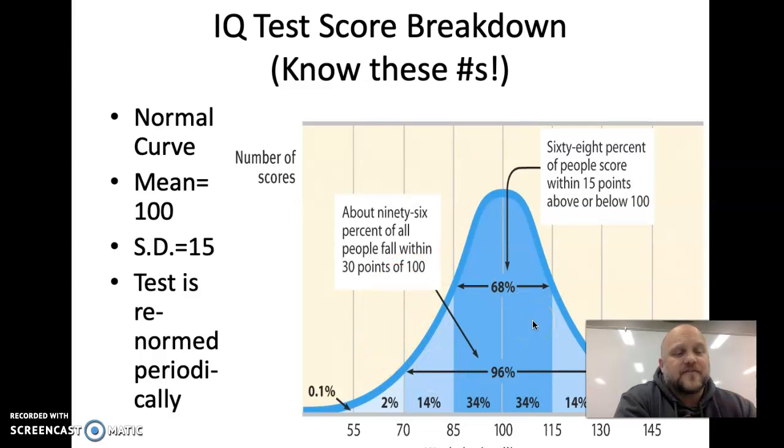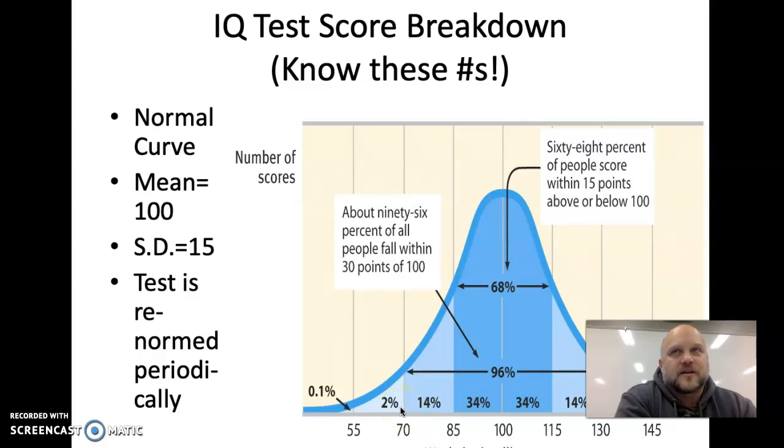And if you remember, 95% of scores are within two standard deviations, or 96% depending on the textbook you look at, but it's roughly that. So if you added another 15 and went up to 130, and subtracted another 15 going from 85 to 70, we're saying that 96% of people have an IQ between 70 and 130. The bottom 2% would be from 70 to 55, and the top 2% would be from 130 to 145. So only 2% of people have IQ scores below 70.